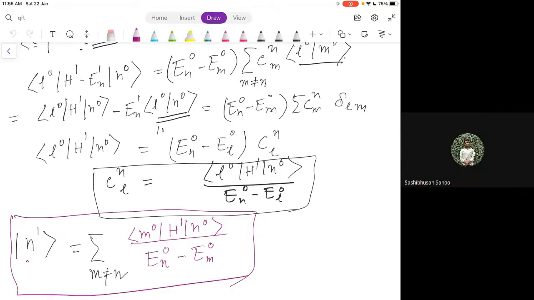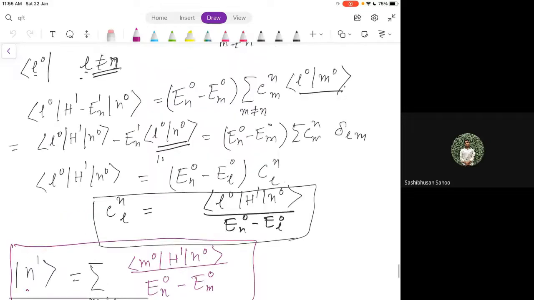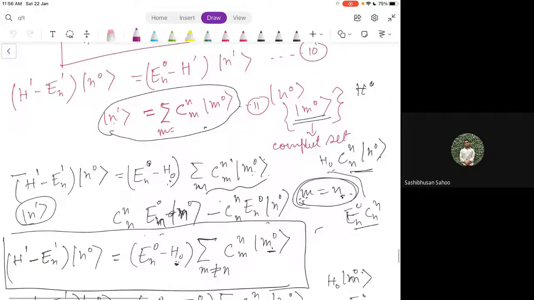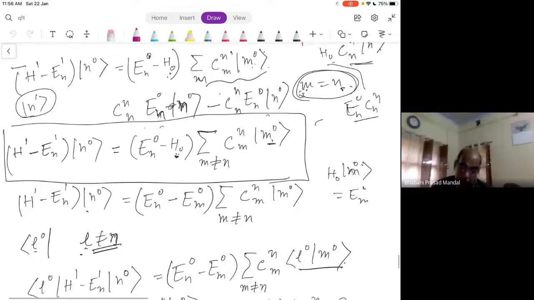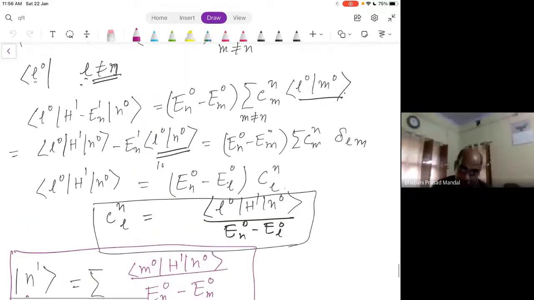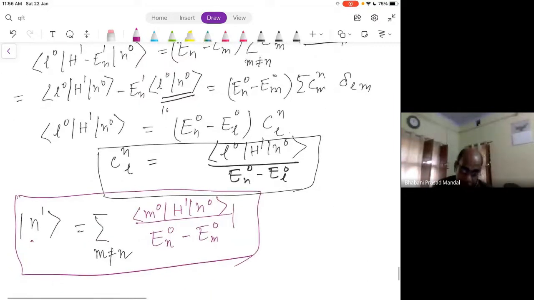There is also a ket m0. Of course, there is a ket m0. Otherwise, this is a number. This is not a ket, no? You are right.